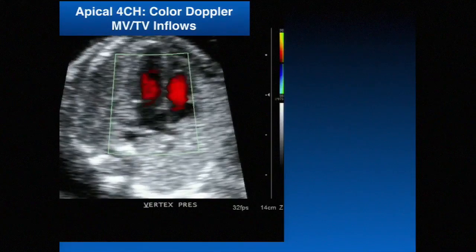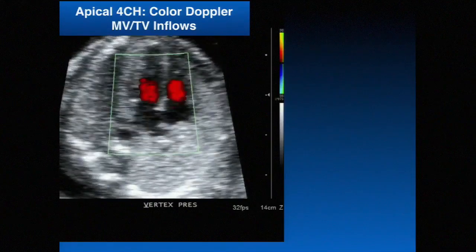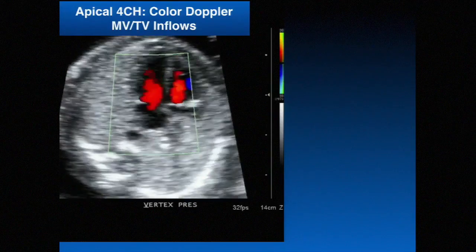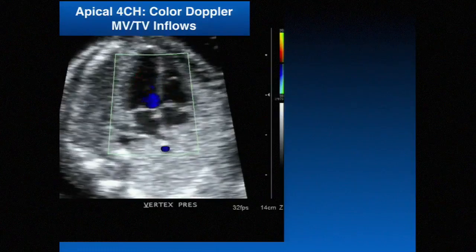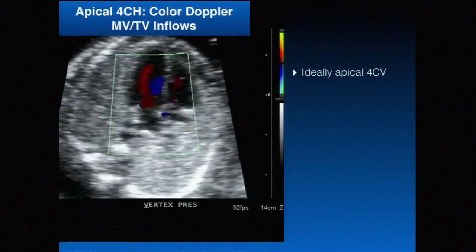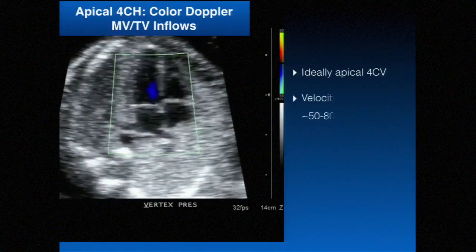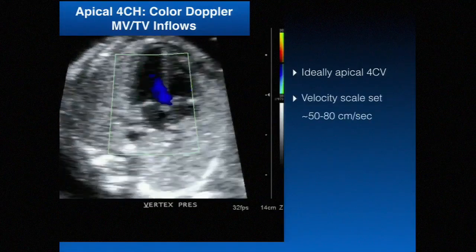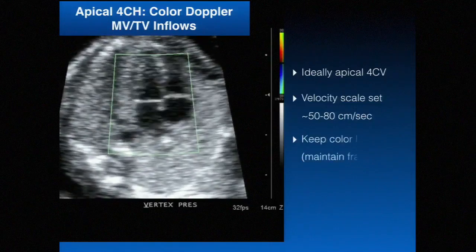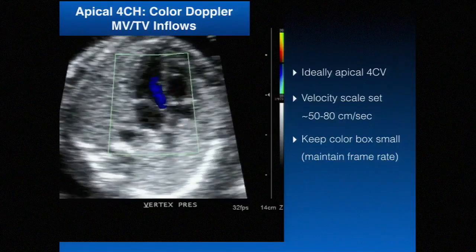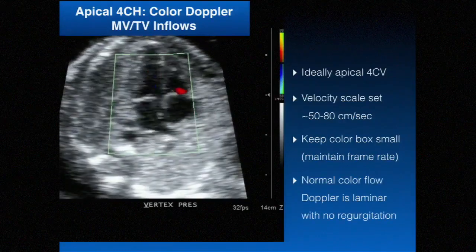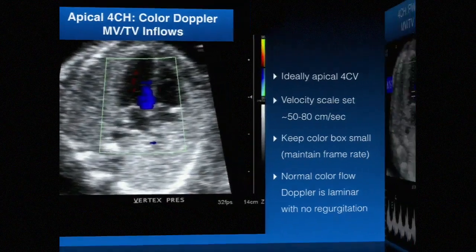So again, next I've already looked at the mitral and tricuspid valve in 2D. I'm putting the color on to confirm that there's nice laminar forward flow. So ideally the apical 4-chamber view is where you want to do this because you're coming in parallel with the direction of flow. Your velocity scale is going to be somewhere between 50 to 80 centimeters per second. You want to, again, keep your color box small, of course, to maintain the frame rate. And again, nice laminar flow with no regurgitation is what we're looking for.